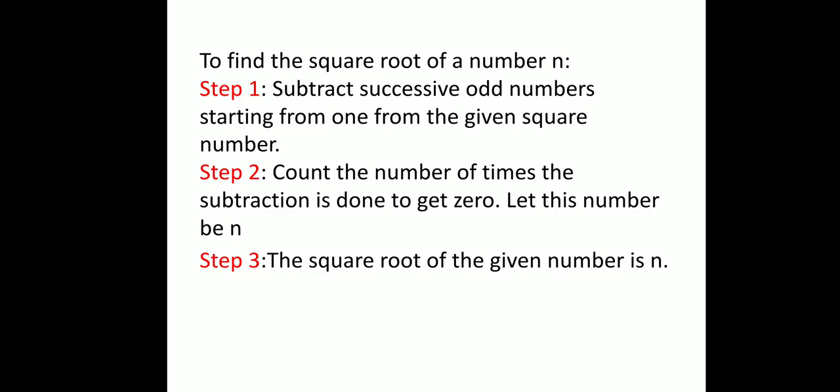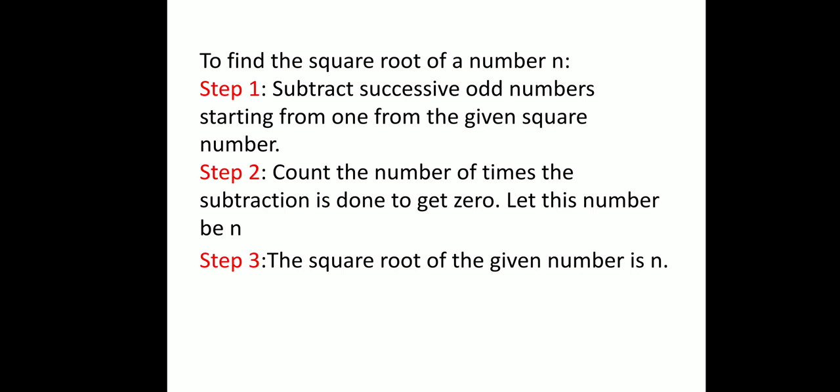We need to start subtracting the odd numbers, starting from 1, till we get 0. Step 2: count the number of times the subtraction is done to get 0. Let this number be n. Step 3: the square root of the given number is n. So, what are the steps to find the square root of a number n?